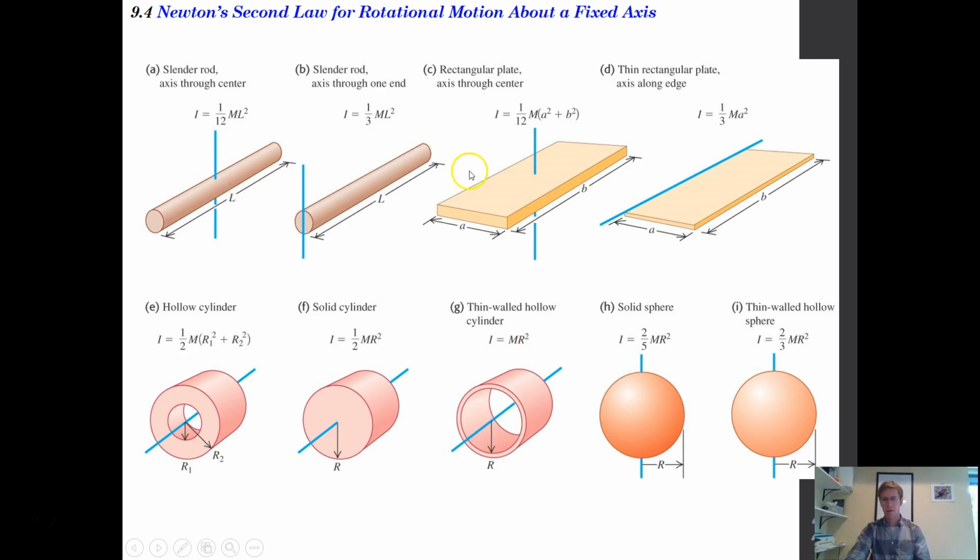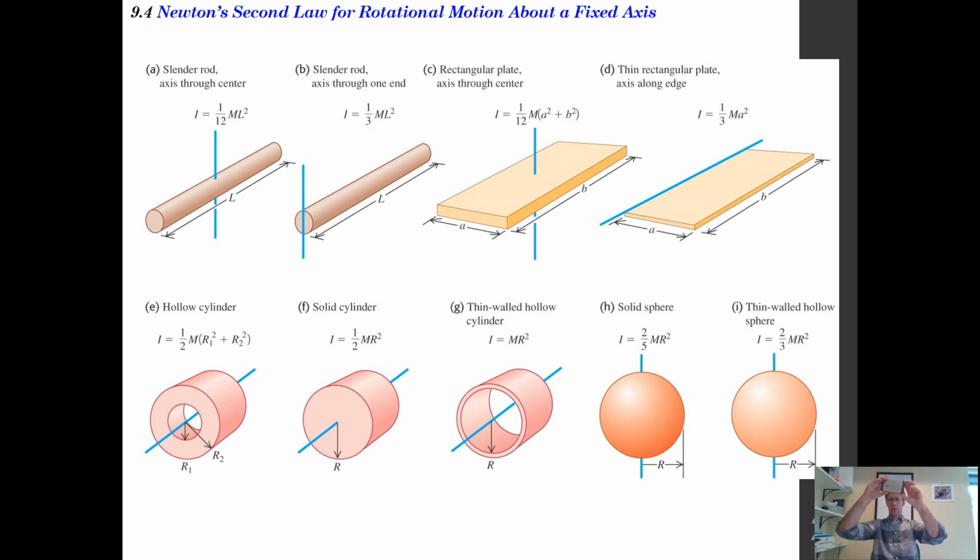You can have rods, you can have rectangular solids. This here, a rectangular solid with an axis at one of the edges, that's basically just a door. This here is like my phone. If I'm rotating it about an axis through the center like this, that would be for C. Now if I took the same phone and rotated it like this, that would be D. Now notice I can rotate my phone like this.